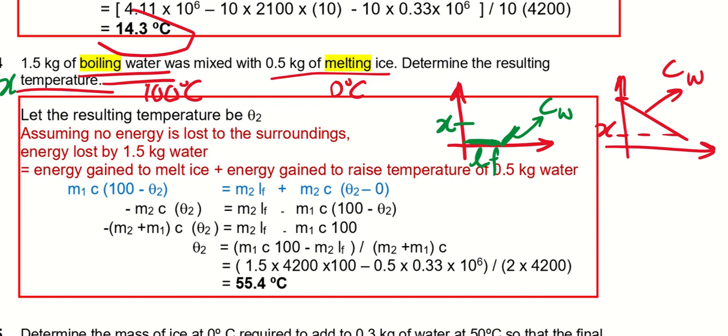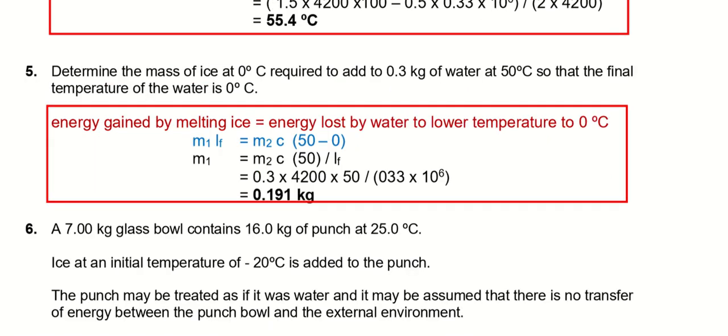Determine the mass of ice at 0 degrees required to add to 0.3 kg of water at 50 degrees so that the final temperature of the water is 0 degrees. I want you all to draw the heating and cooling curve. Can you all try?